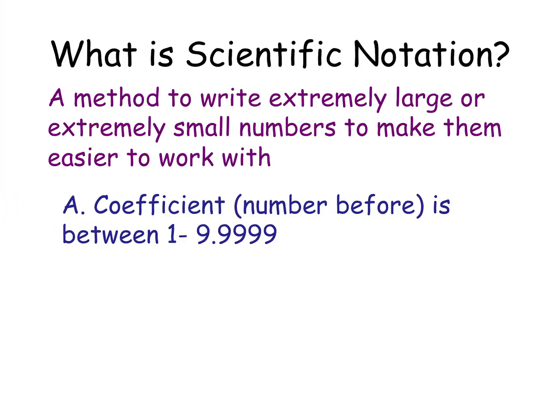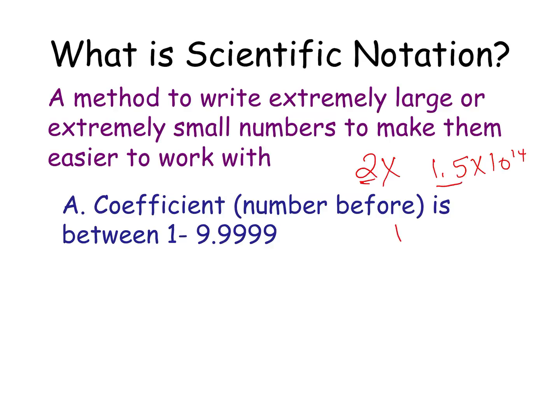In any number in scientific notation, there are two parts. The first part is what we call the coefficient. You might be familiar in math when you have a number like 2x. The 2 is called the coefficient. Well, in scientific notation, the number before is called the coefficient. You need to make sure in scientific notation that that number is between 1 and almost 10.